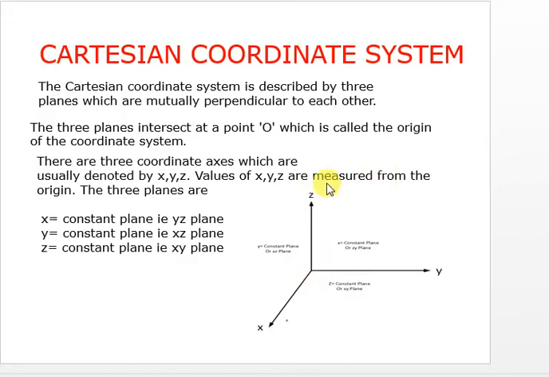In the Cartesian coordinate system, there are three planes. First one is the x constant plane, then the y constant plane, and the z constant plane. The x constant plane, the other name of this plane is the yz plane. Basically, this is a yz plane. And second is the xz plane. This is called the y constant plane. And the third plane is the xy plane. This is called the z constant plane. These three planes are perpendicular to each other.